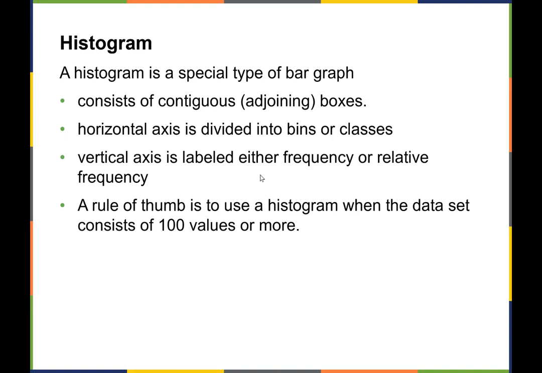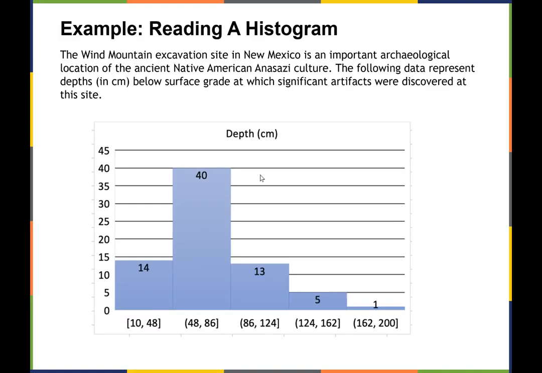On the vertical axis, it is either the frequency of each bin or it is the relative frequency. And we're going to jump in and make sure we understand the difference between those two things. A good rule of thumb is that you would use a histogram when your data set is 100 values or more. It's not as useful for smaller data sets. Let's look at an example.